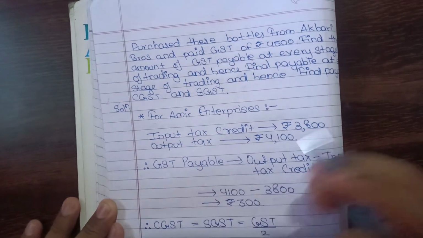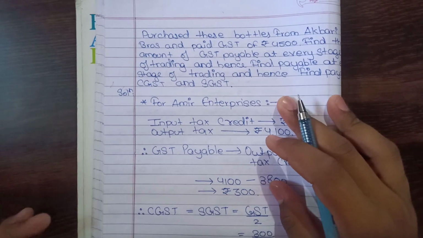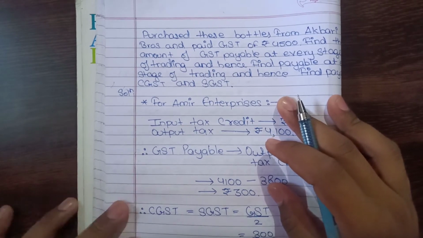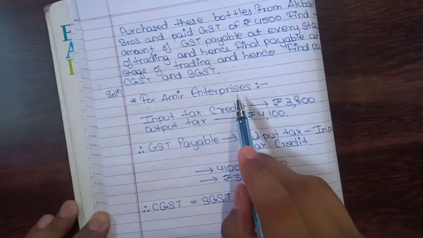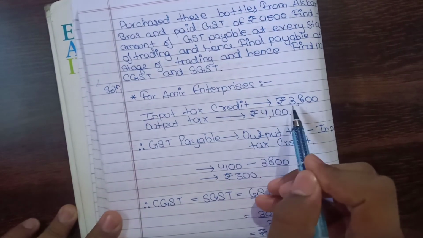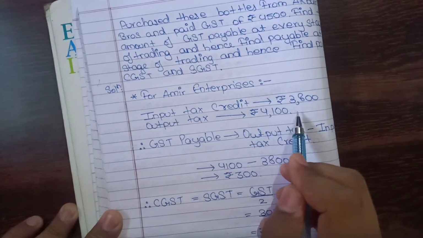So now we'll divide it into three layers: first for Amir Enterprises, second for Akbari Bros, and third for Mayank Food Corner. So first, for Amir Enterprises, the input tax credit will be rupees 3,800 and the output tax will be rupees 4,100.